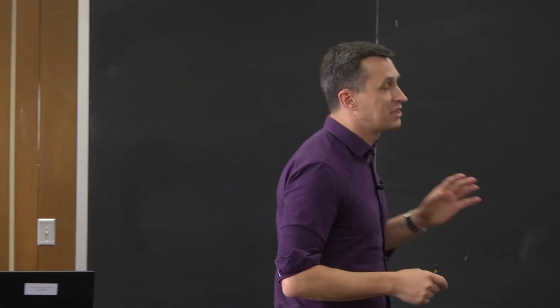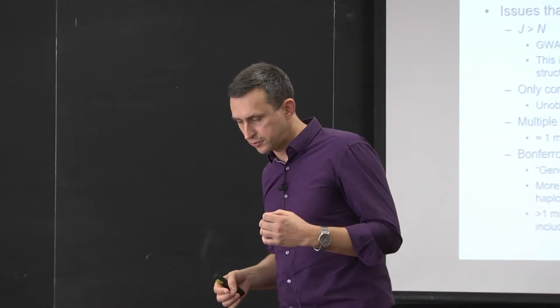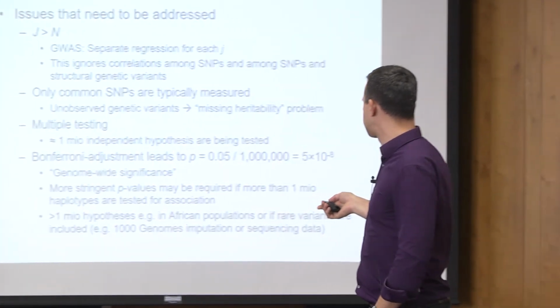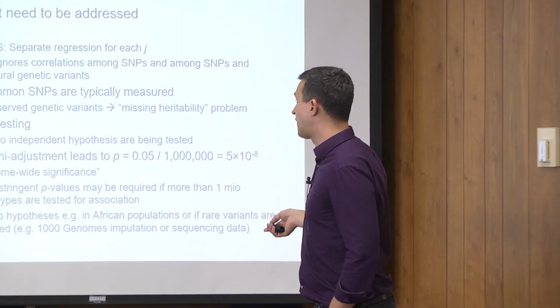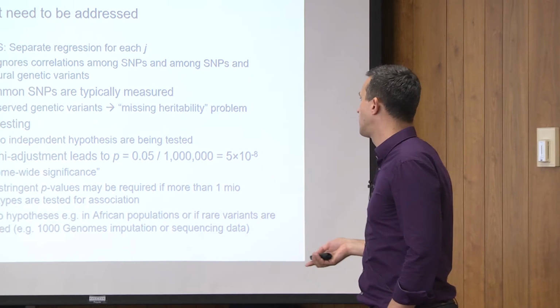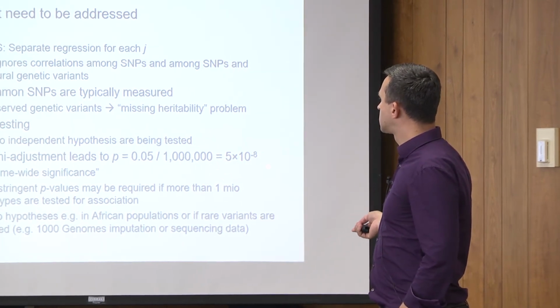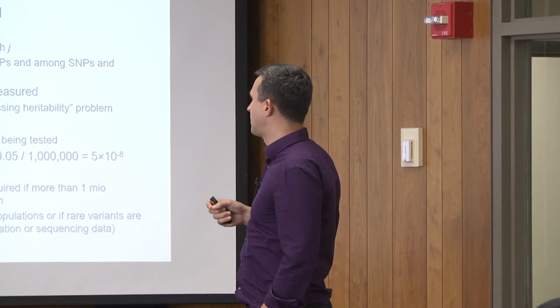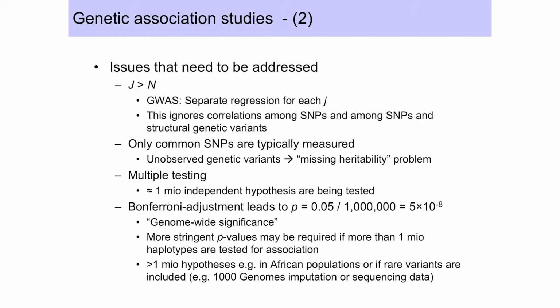So instead, what we do is we impose a multiple testing corrected p-value, which is taking the 5% threshold and dividing it by the number of independent hypotheses we're testing, which yields this famous number of 5 times 10 to the power of minus 8, which is what we call the level of genome-wide significance. So only genetic associations that have a p-value of 5 times 10 to the power of minus 8 or smaller are considered to be associated with that trait.